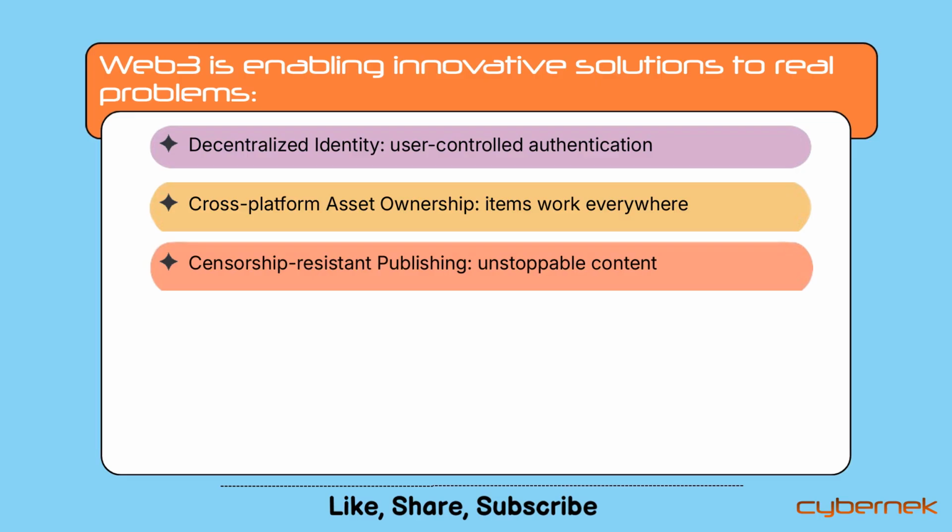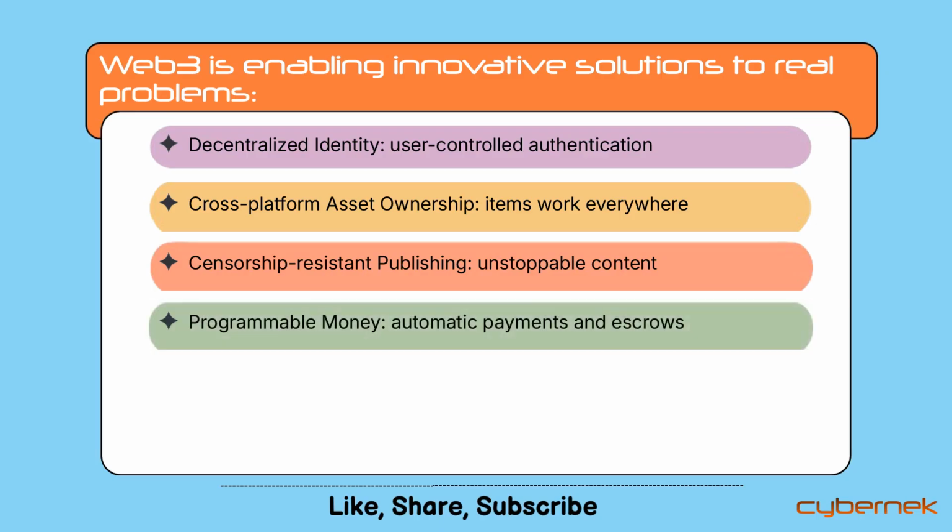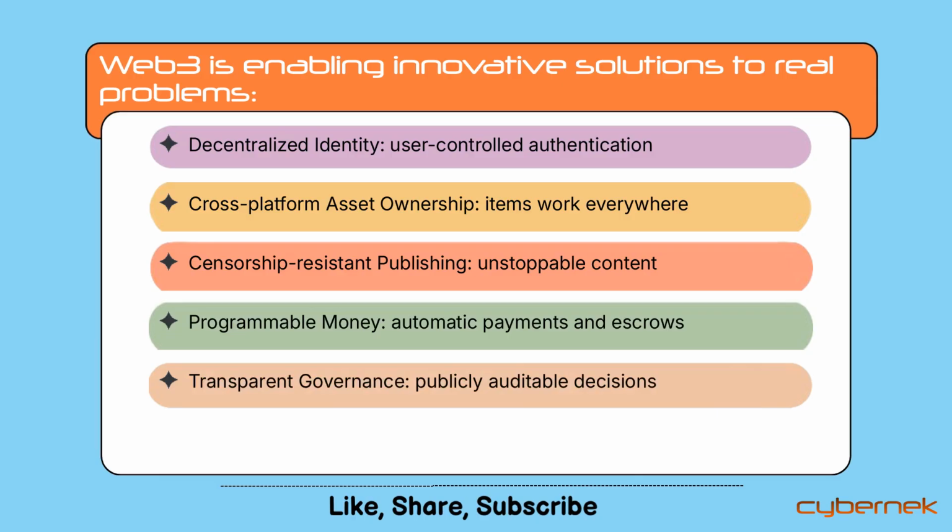Censorship-resistant publishing: content that can't be taken down by any single entity. Programmable money: automatic payments, escrows, and financial logic built into applications. Transparent governance: organizations where every decision and vote is publicly auditable.